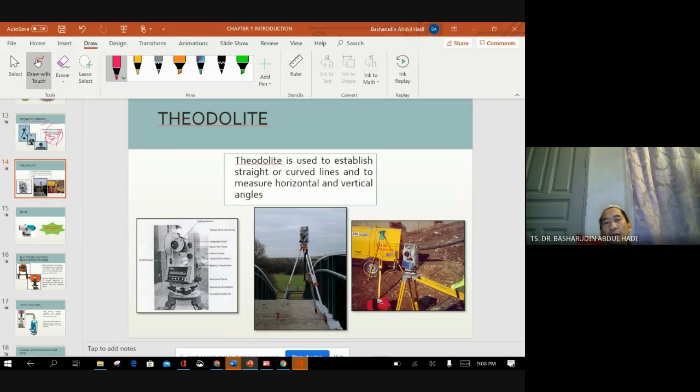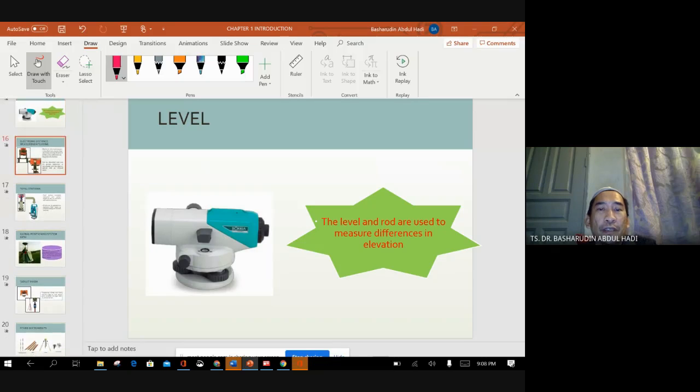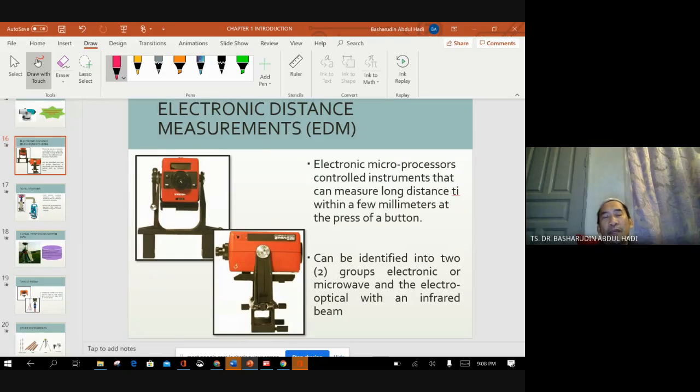And of course, you already have a theodolite. You use it. I already explained to you the components of the theodolite. This one is quite old, this vernier one is very hard. Nowadays we have a modern one. And this one is a level. This one is a theodolite. Okay, now we have the level. The level and rod or staff are used to measure differences in elevation. You already use it.